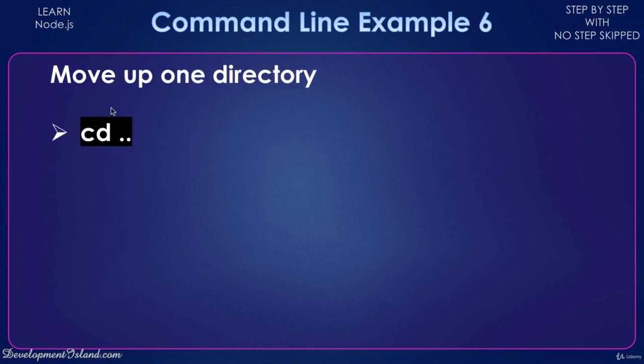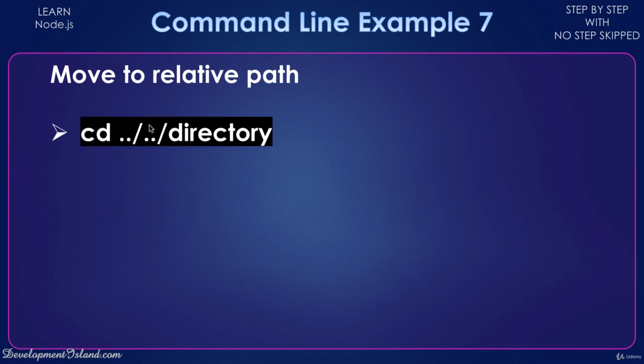So if you want to move up one directory, you can use this syntax. So cd space followed by 2 dots. If you want to move to a relative path, you can still use the 2 dots syntax. So for example, here we are moving up one directory, then we're moving up again another directory, and then we move into the directory we want.